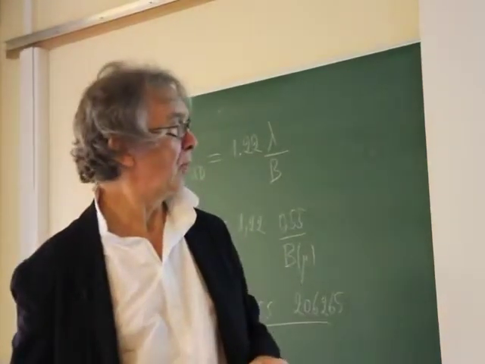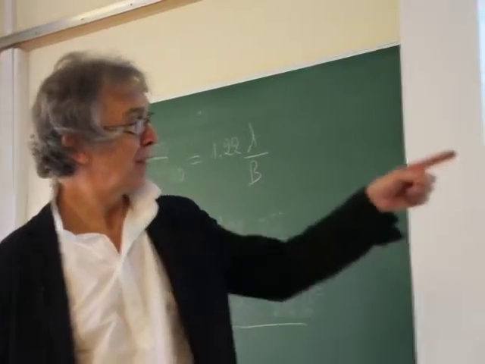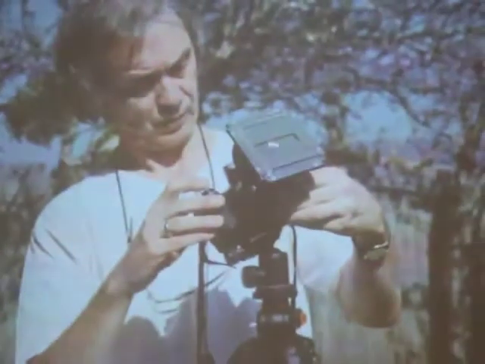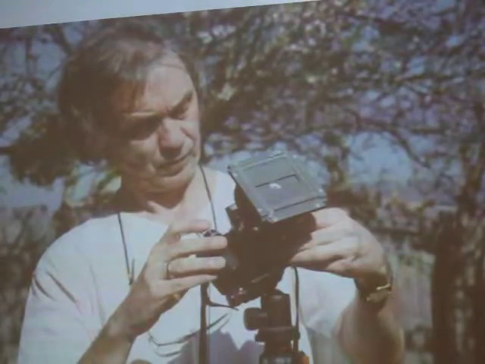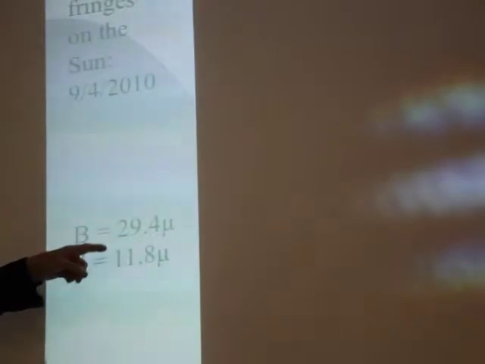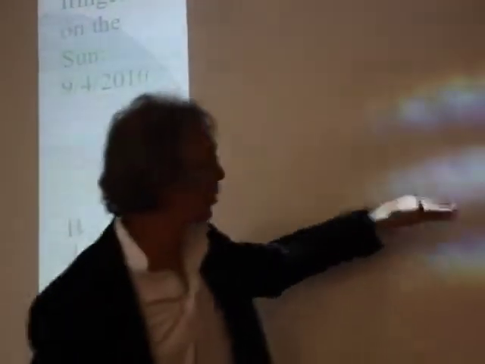Now I show you a historical photograph. This is the first time I tried to make a picture of the sun with this technique. In this case, the holes were about 12 microns, and the separation between them 29.4. And here we see the fringes.